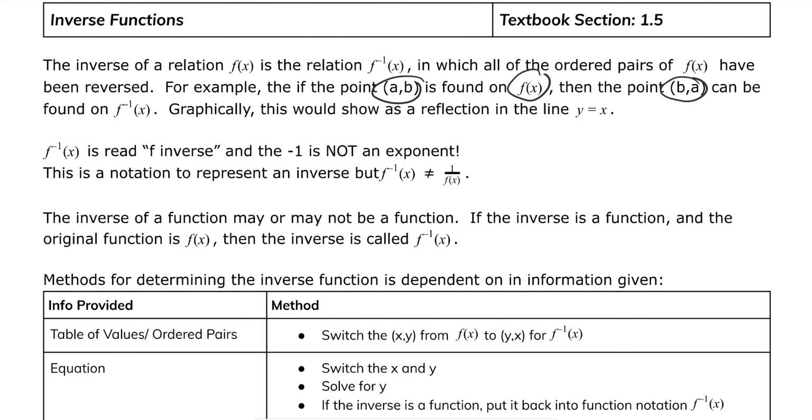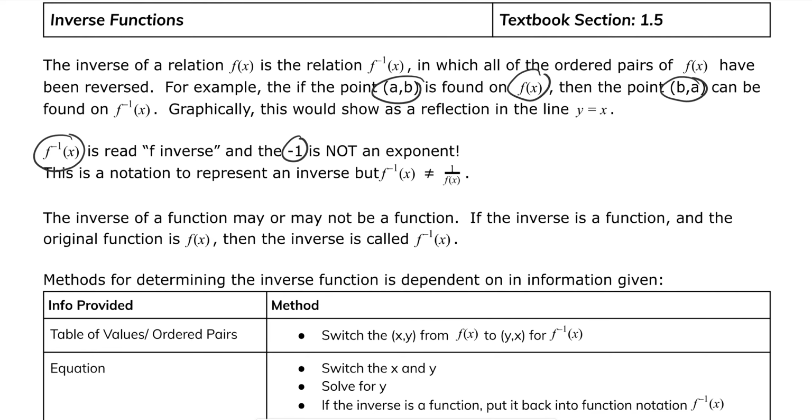Okay, and we denote the inverse function by this notation with an f and this -1 on the superscript of x. And it's read as f inverse. It's very important to note that when we talk about inverses, that -1 is not an exponent. It's just a label. It's just a way for us to present the inverse function as a specific notation.